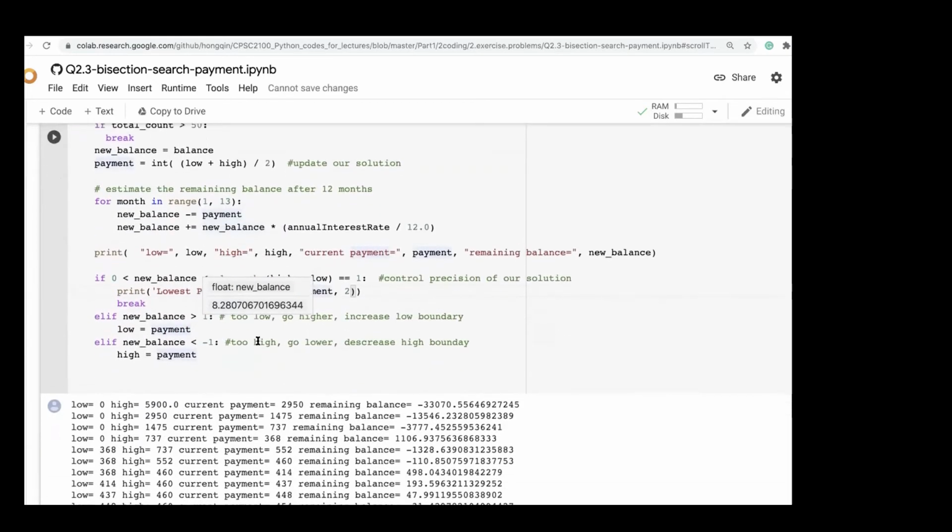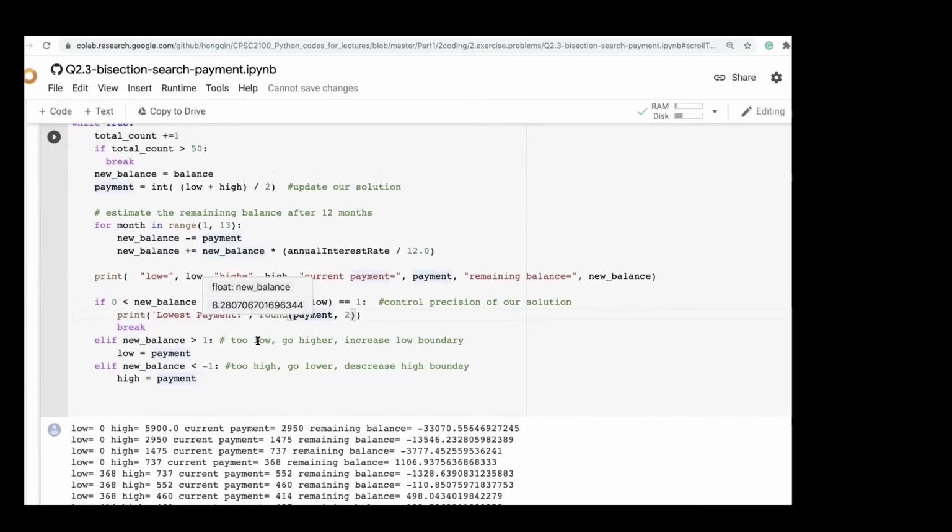Let's see the running result. I start with low 0, high is 590. Apparently that's the one payment, and the current payment will be half of that.